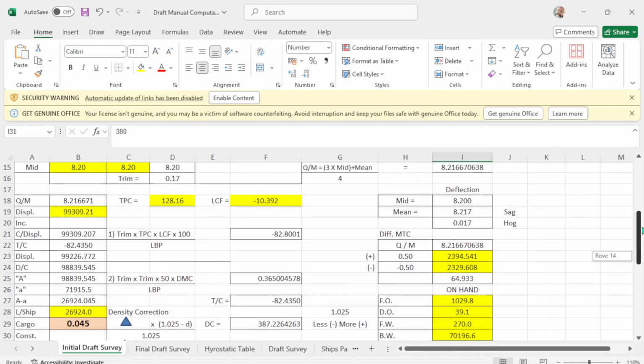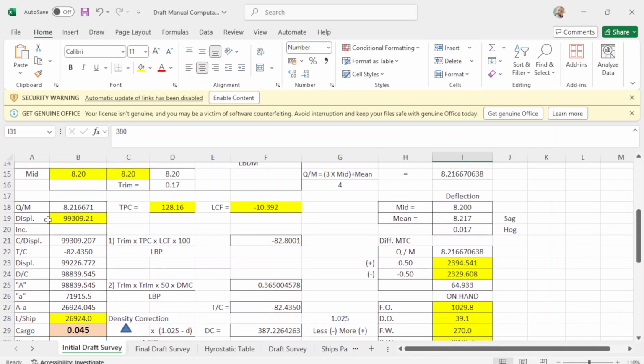Once you have completed all these figures, then you will have your cargo loaded. Again, I will explain this one. This is the quarter mean. You have your displacement, and this will be your corrected displacement. Put in your trim correction. You have two trim corrections here, and the total will be negative 82435 after the equation. You subtract it from your displacement, then your corrected displacement will be 99226.772.